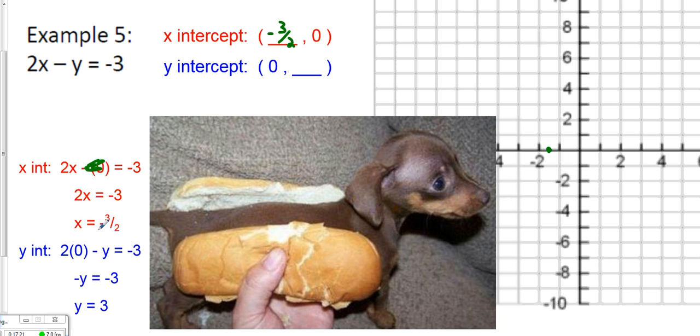Our y-intercept, we plug in 0 for x. That cancels out. 0 times anything is just 0. So negative y equals negative 3. Divide both sides by negative 1 to cancel out those negatives. And we just have y equals 3. So 3 is our y-intercept, and that goes right here.